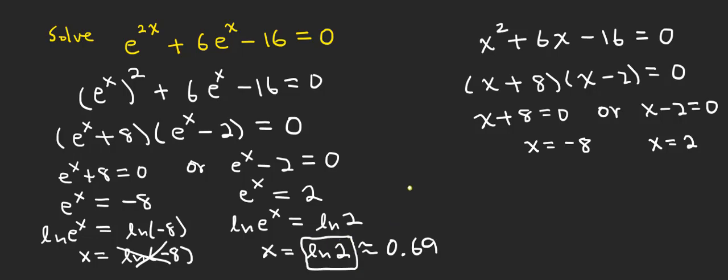So graphically, what does it mean? When you graph this and then try to find the y value that is equal to 0, or the x-intercept, the same thing. The graph will go through the x-axis at approximately 0.69.